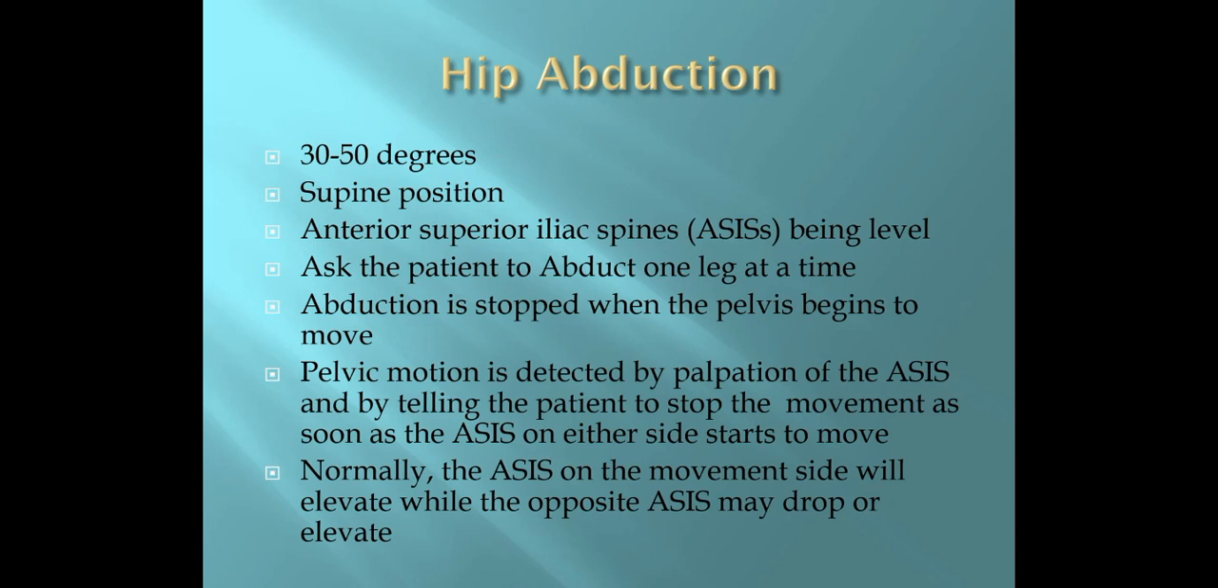It is around 30 to 50 degrees. It is checked in the supine position, with the ASIS level, so we have to check whether the ASIS are at an equal level on both sides. Ask the patient to abduct one leg at a time. Abduction is stopped when the pelvis begins to move, and pelvic motion is detected by palpation of the ASIS and by telling the patient to stop the movement as soon as the ASIS on either side starts to move. Normally the ASIS on the movement side will elevate while the opposite ASIS may drop or even elevate.